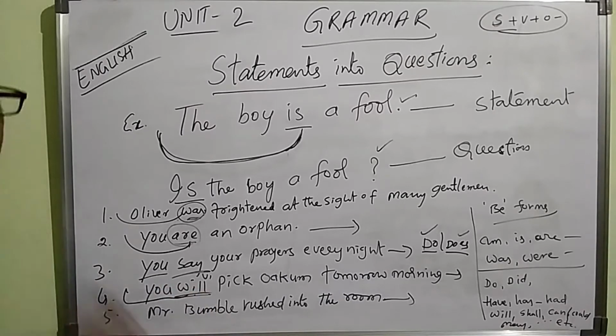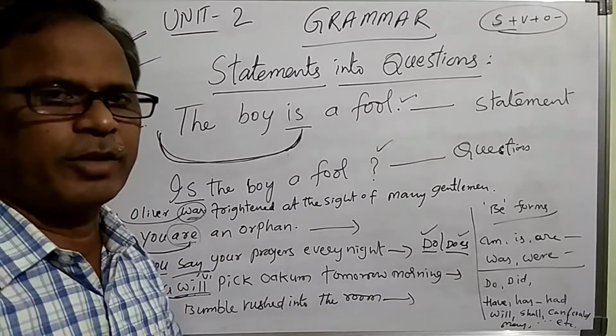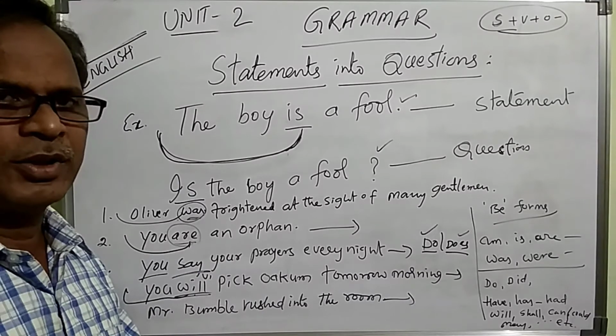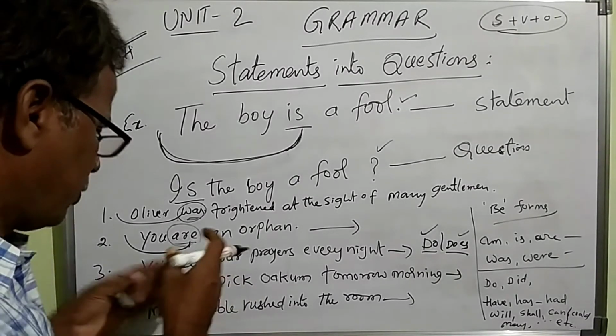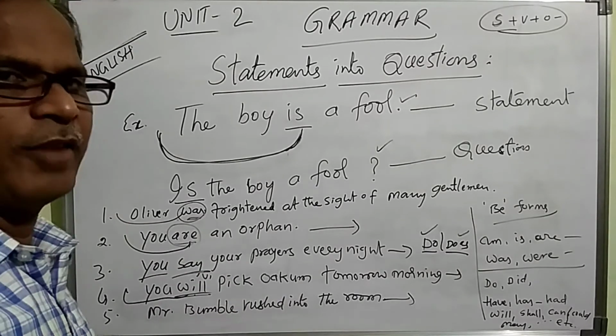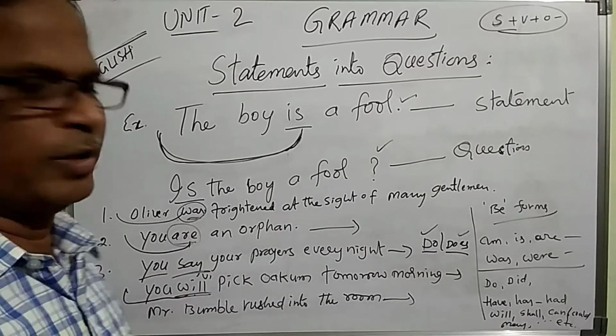So here, using the helping verb given, we can make the yes or no answer question. It is the future be form that is given to you, and using that same helping verb, we can make the question.